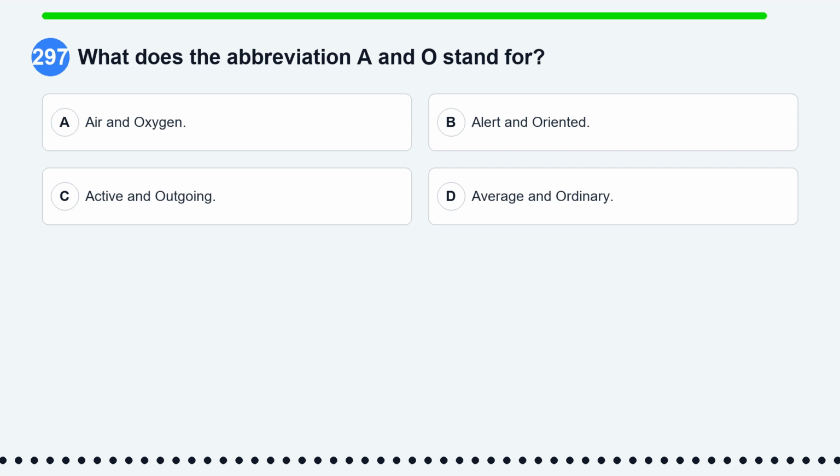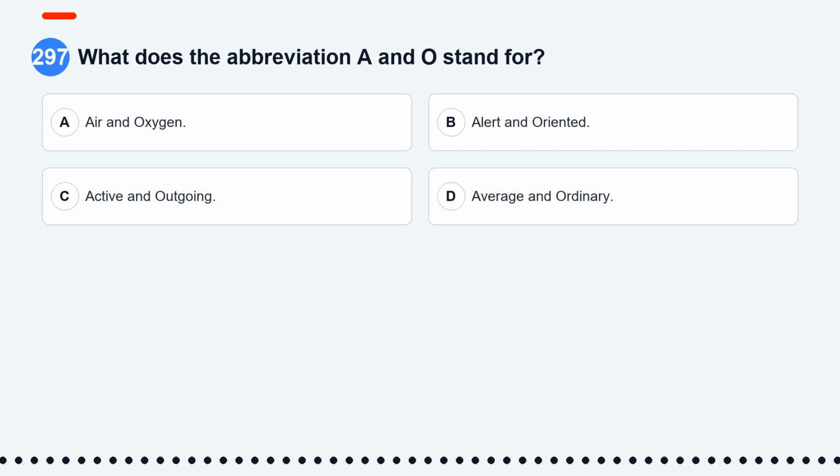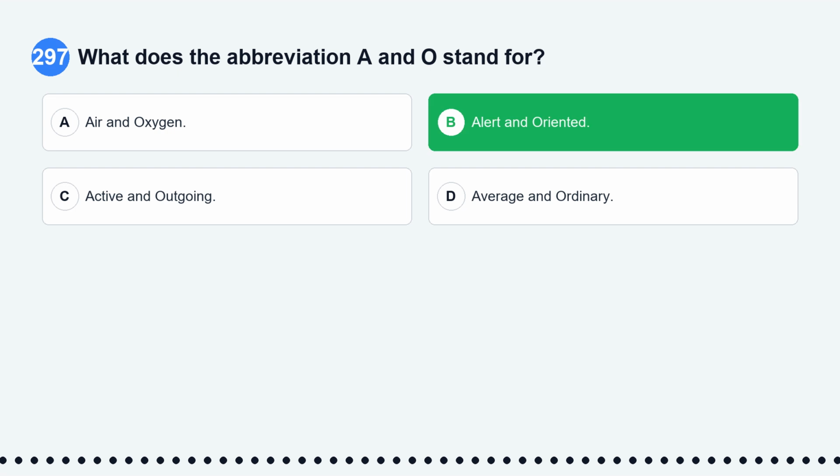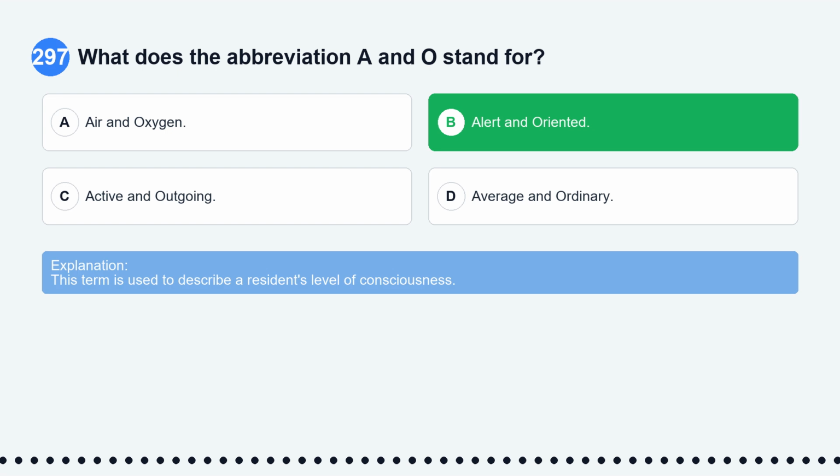Question 297. What does the abbreviation A and O stand for? Option A, air and oxygen. Option B, alert and oriented. Option C, active and outgoing. Option D, average and ordinary. The correct answer is option B, alert and oriented. This term is used to describe a resident's level of consciousness.